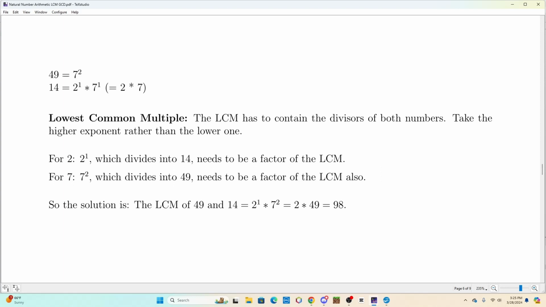The lowest common multiple has to include all of the divisors of both numbers. So for each prime, take the higher exponent rather than the lower one and include any prime that divides into either number. For 2, 2 to the 1 is the higher exponent, so include 2 to the 1. For 7, include 7 squared for the same reason. The LCM is a product of 2 to the 1 and 7 squared, which equals 2 times 49, which equals 98.